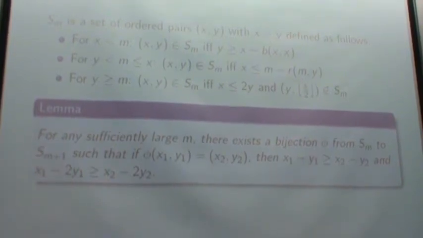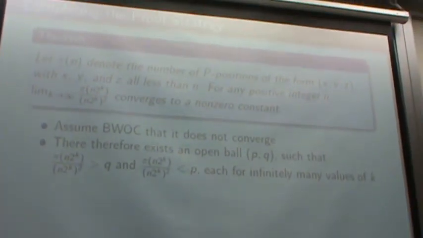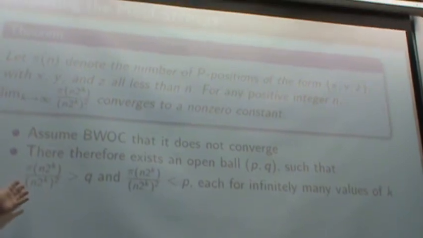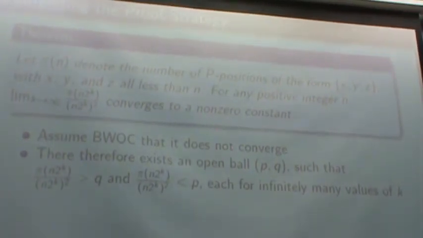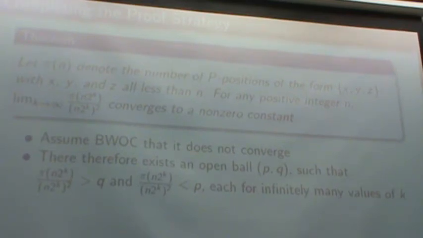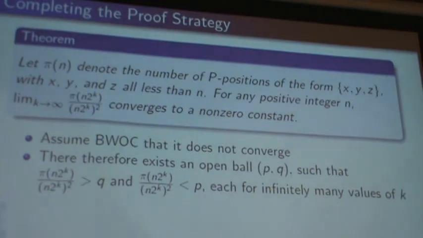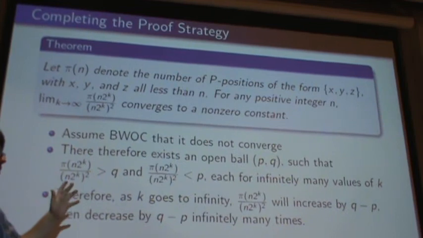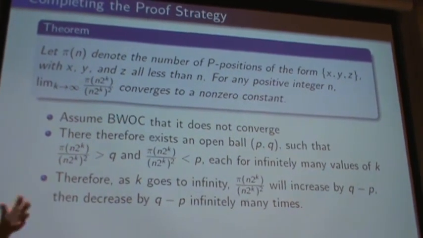So when I move points, I'm going to take my sequence of S sub m's, and I'm going to let m increase. As I move points, I'm only going to move points in the same general direction. And what this is going to do is make me able to set up a potential function. So I'm going to assume that it doesn't converge. There's going to be an open ball where it goes above, below, above, below. And so every time I go from above to below, I must change a potential function by a certain amount.